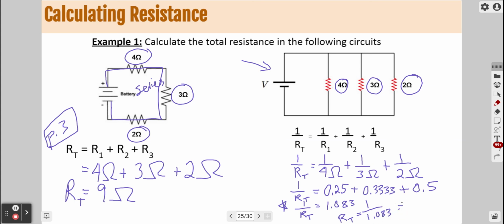So let's do that. 1 divided by 1.083. And that is 0.9236. And let's look at our significant digits. Well, we only have one significant digit in all of our ohms. So this has to equal 0.09 ohms. There's your answer. So you can see when you have resistors in parallel, your resistance goes way down. It's lower than each of them, lower than our lowest one.